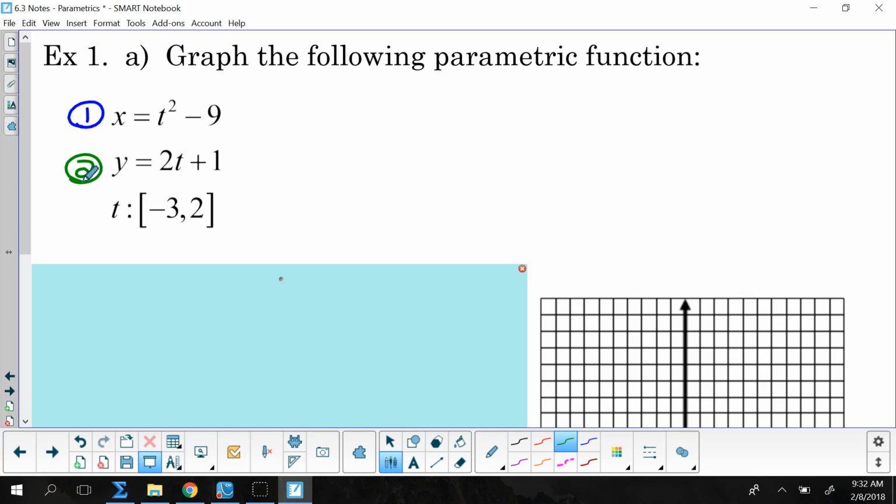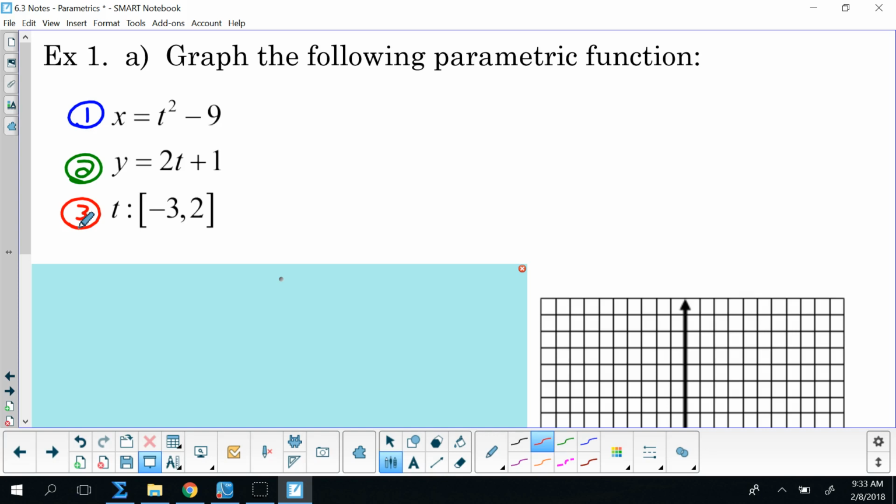Now, the third thing is one of the more important ones. The third thing is what we are restricting our t values to be. In this particular case, I'm restricting t from negative 3 to positive 2. So I wouldn't try a t-value of 17 because it's not in that negative 3 to positive 2 range. I'm only going to try t-values between negative 3 and positive 2.